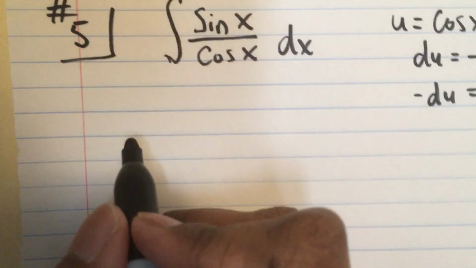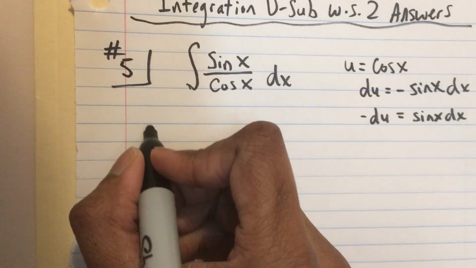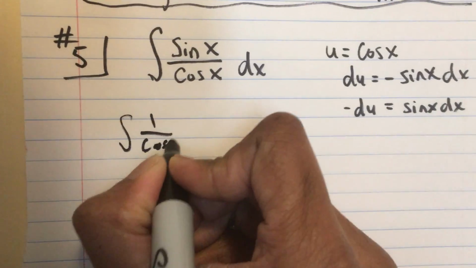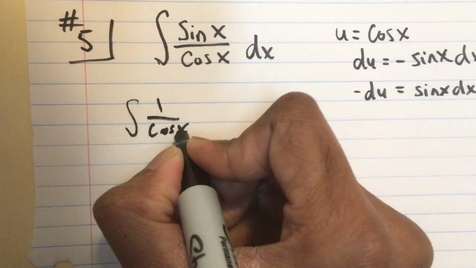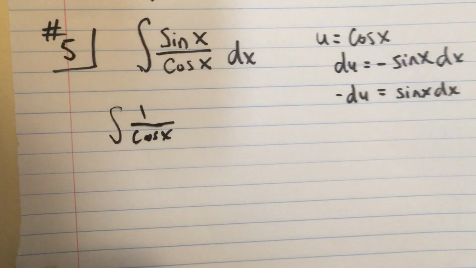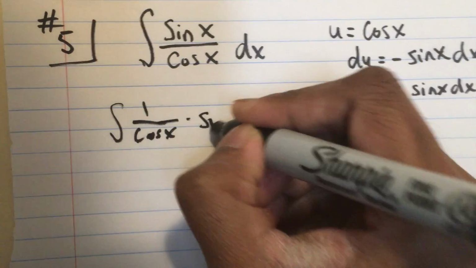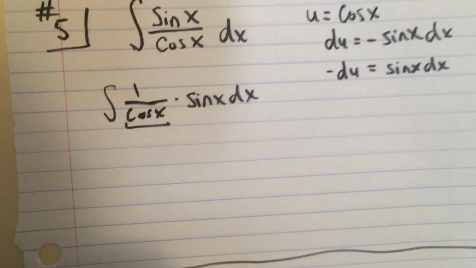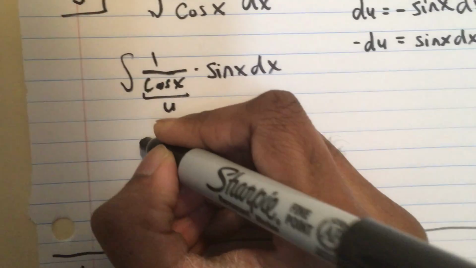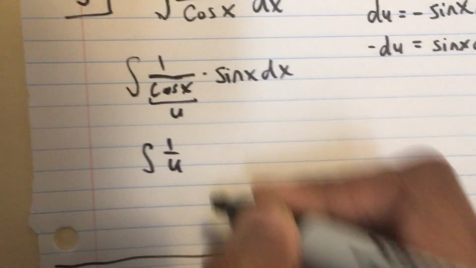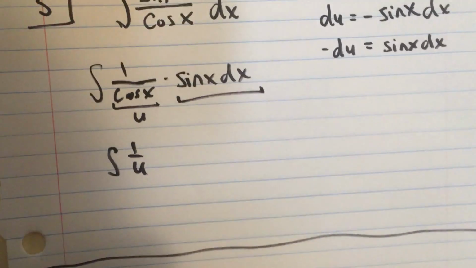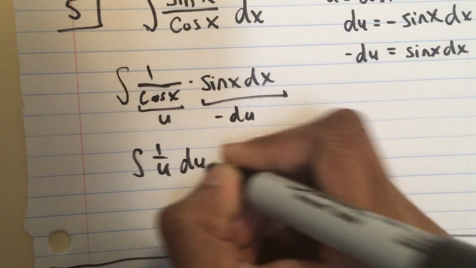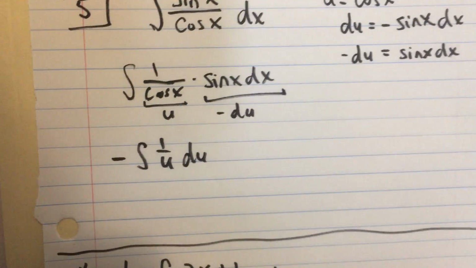I can rewrite this integral as 1 over cosine x, because cosine is a denominator, times sine x dx. Cosine x is u, so we have the integral of 1 over u. Sine x dx is negative du. I'm going to pull out the negative in front.